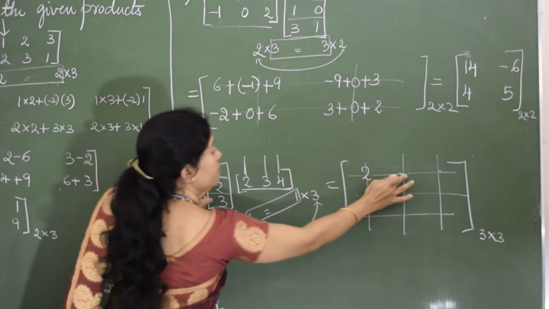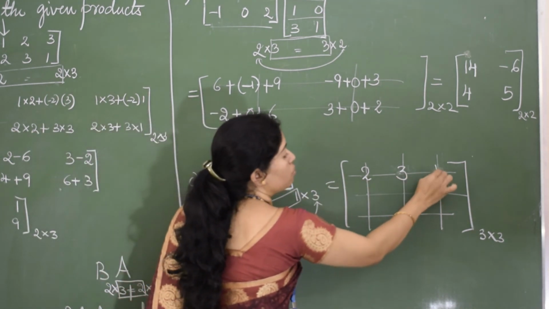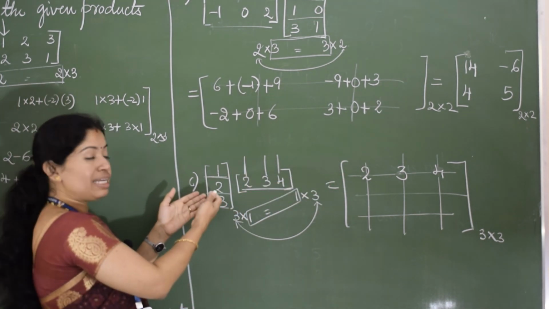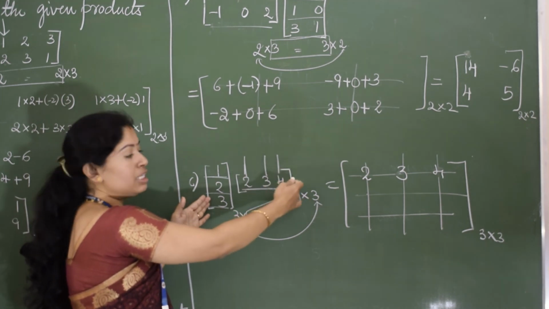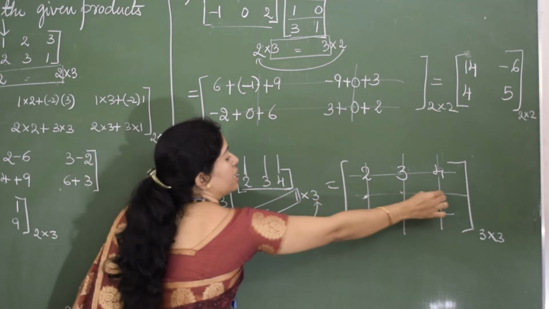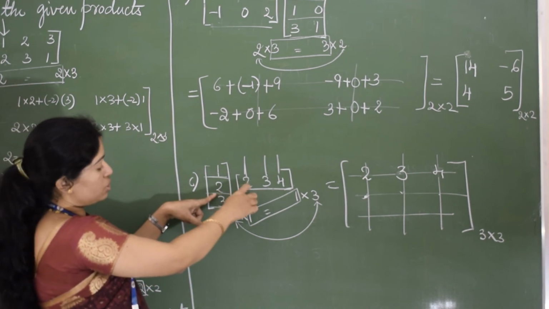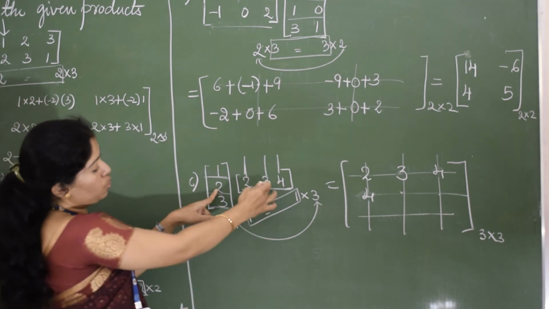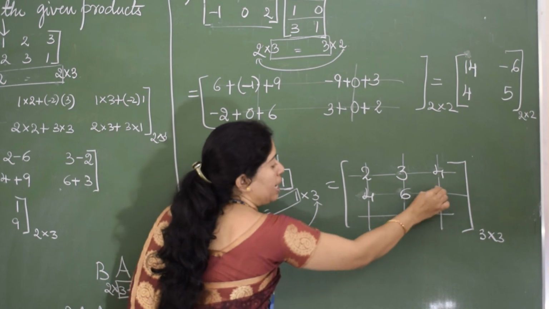Next, you have to take first row with the second column. 1 into 3, 3. Next, 1 into 4. You have to multiply first row with the third column. Same way, now you will take the second row and multiply with the first column, second column and third column and write here, here and here. So let us take the second row. 2 into first column, 2 2s are 4. Next, 2 into 3, 6. Next, 2 into 4, 8.